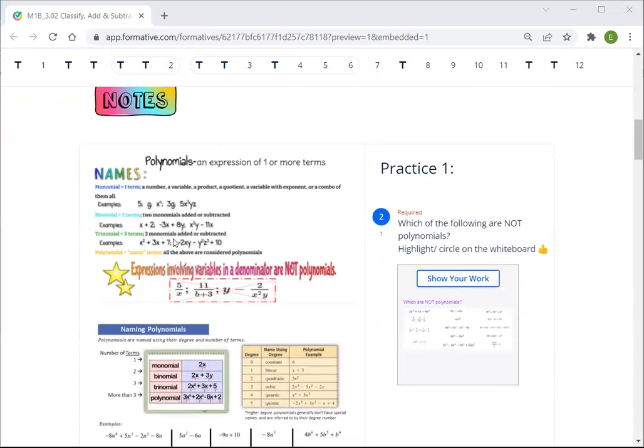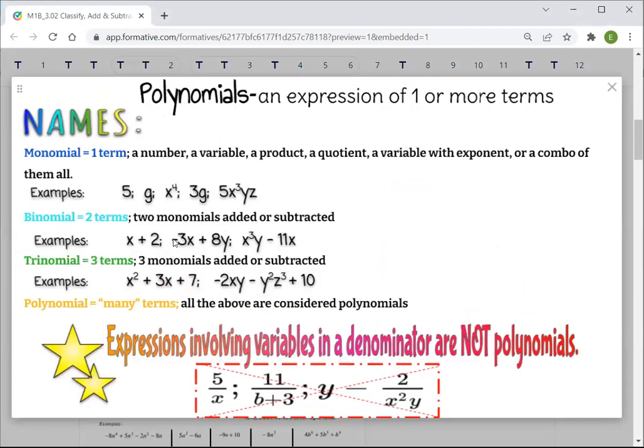So the first thing we have here is polynomials can be an expression of one or more terms. Okay, so it's the only requirement for being a polynomial. So here are some examples of polynomials. So here are all monomials. Okay, so a monomial, mono means one. So it has one term. So each of these things are one term, meaning they are a monomial.